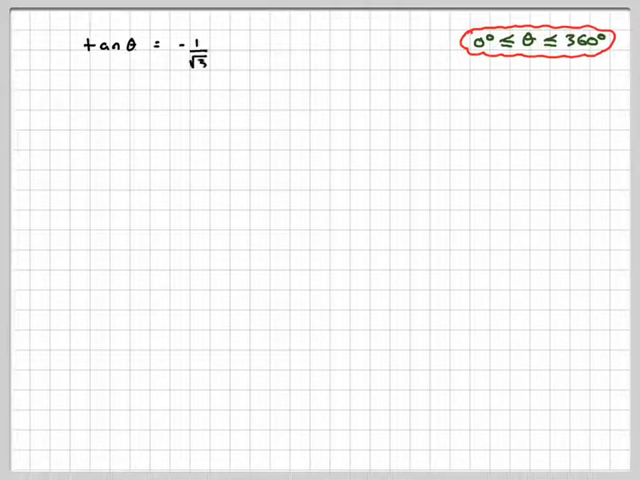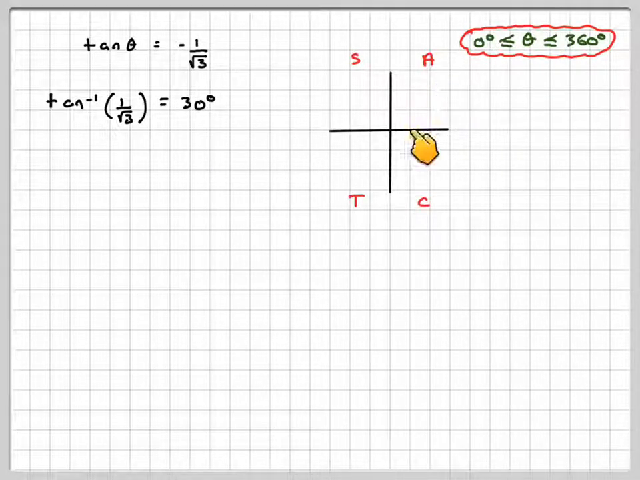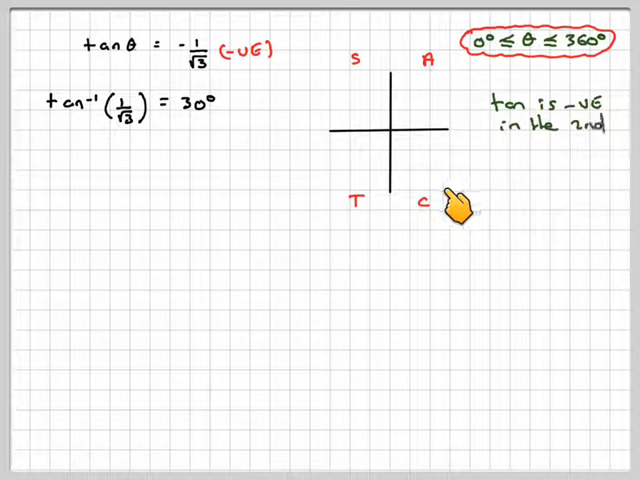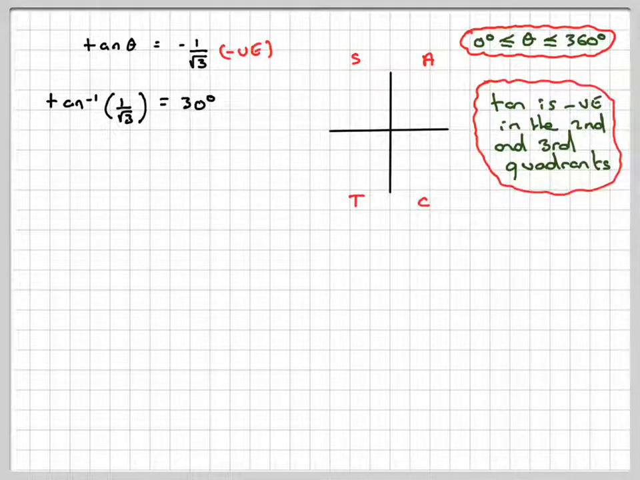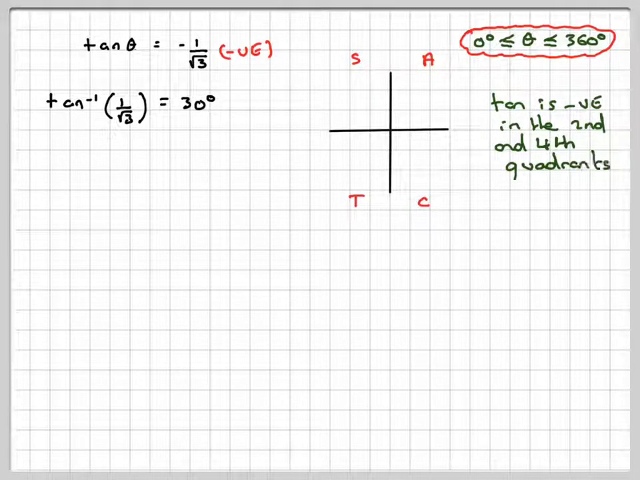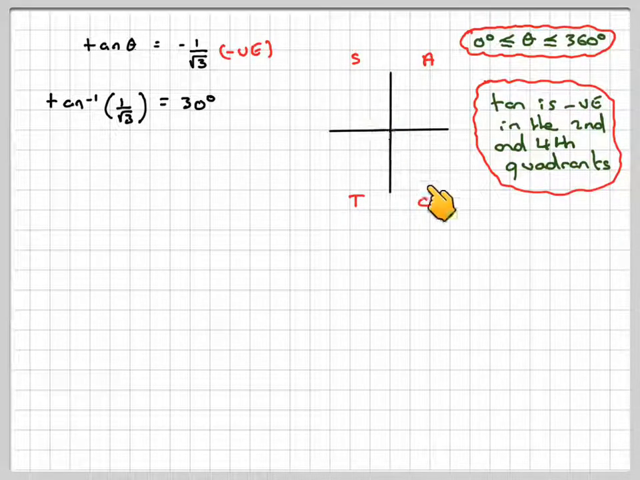So we now have to solve tan theta is equal to minus 1 over root 3. If we do tan to the minus 1 of 1 over root 3, we should know that that's 30 degrees. And then if we do our CAST diagram, we want to know where this is negative, because we've got minus 1 over root 3. Where is it negative? It's negative in the second and the fourth quadrants.